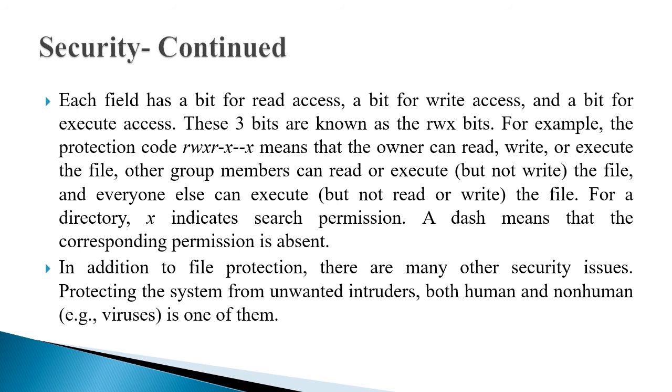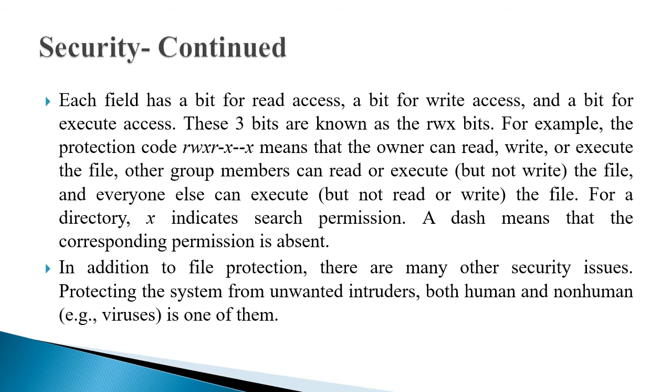So we continue with the security part. Each field has a bit for read access, a bit for write access, and a bit for execution access. These 3 bits are known as the RWX bits. For example, let's say the protection code is RWXR-X--X, which means that the owner can read, write, and execute the file at the same time.